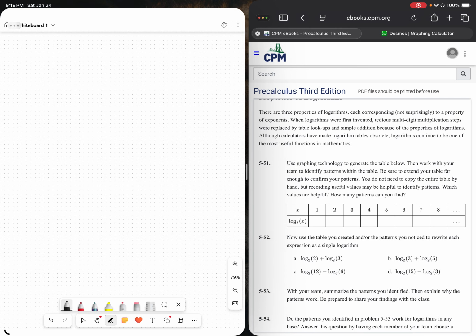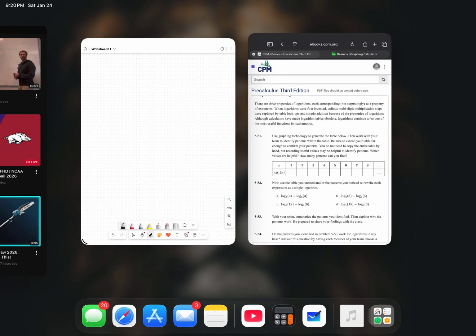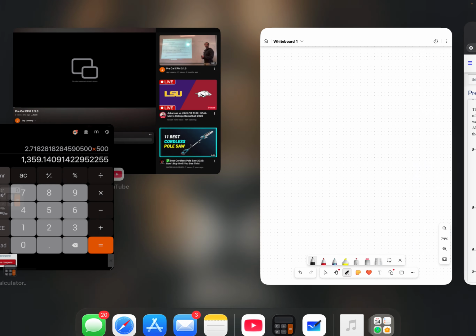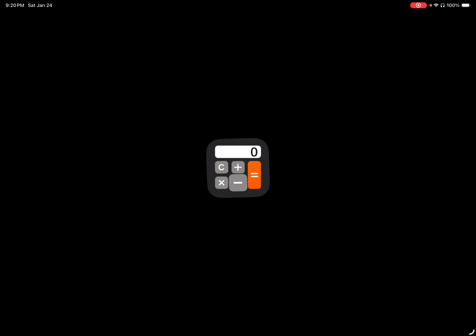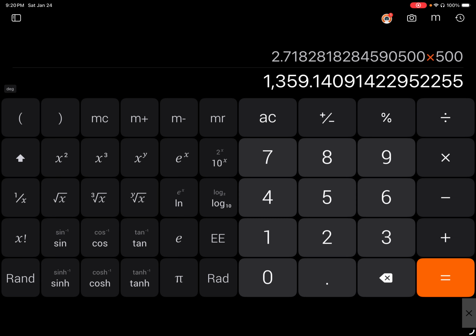So first thing here, it says use a graphing technology, so a calculator basically, to go through these and create this table. Hopefully, I can get my scientific calculator to work on here to show you guys. But let's see if we can do that. So let's just start with log base 2 of x.